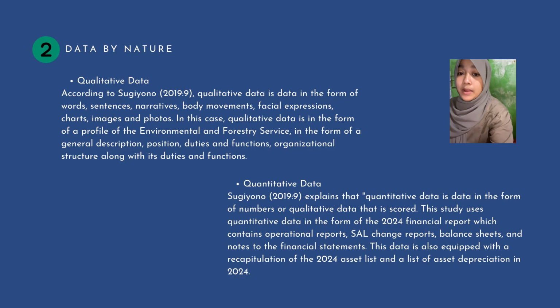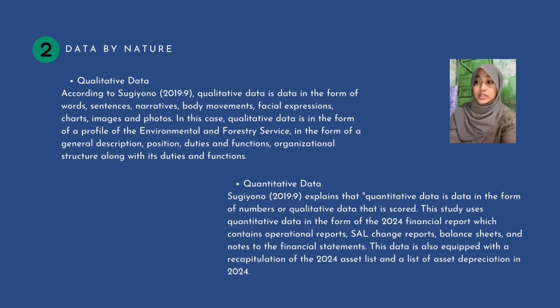Second one is data by nature. There are two types of data by nature. First one is qualitative data, according to Sugiyono 2019. Qualitative data is in the form of words, sentences, narrative, body movement, facial expression, charts, images, and photos. In this case, qualitative data is in the form of the profile of the environmental and forestry service, in the form of a general description, position, duties and function, and organizational structure along with its duties and function.